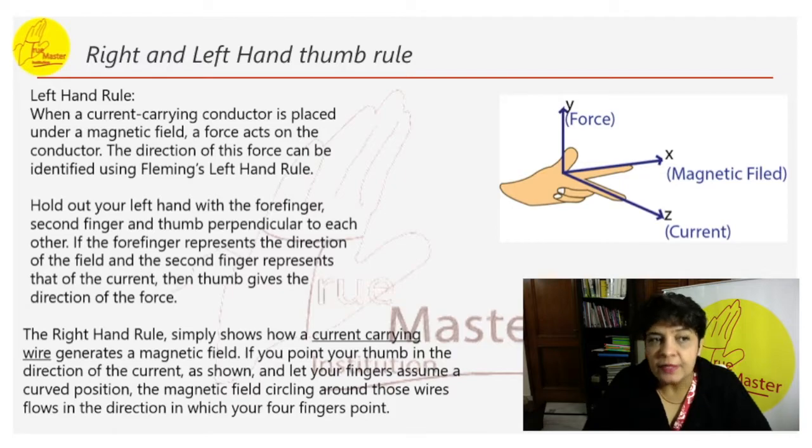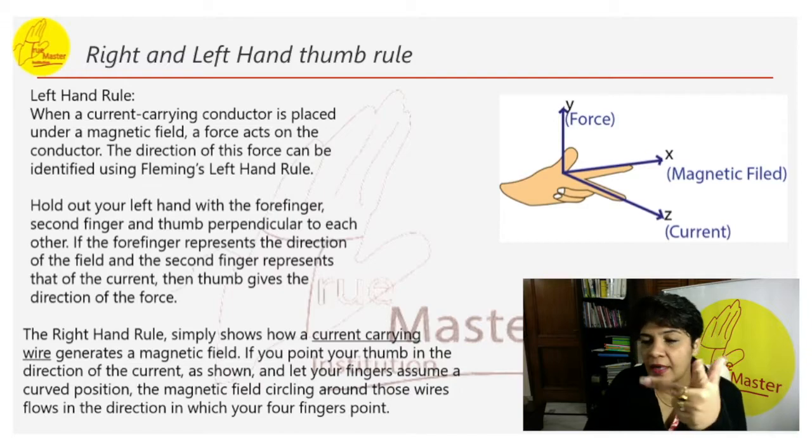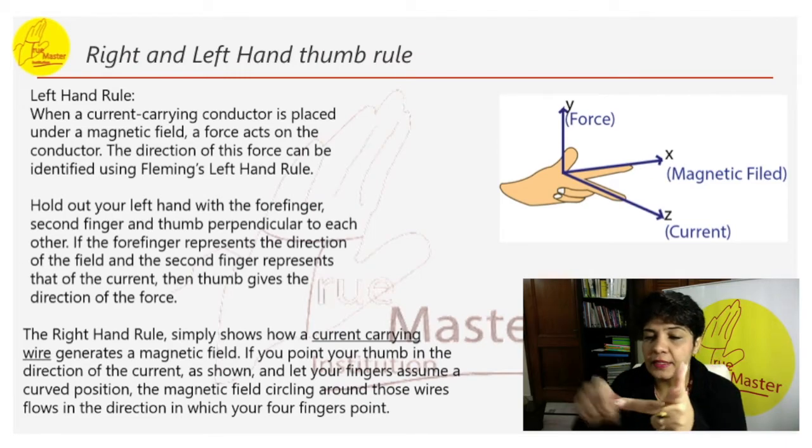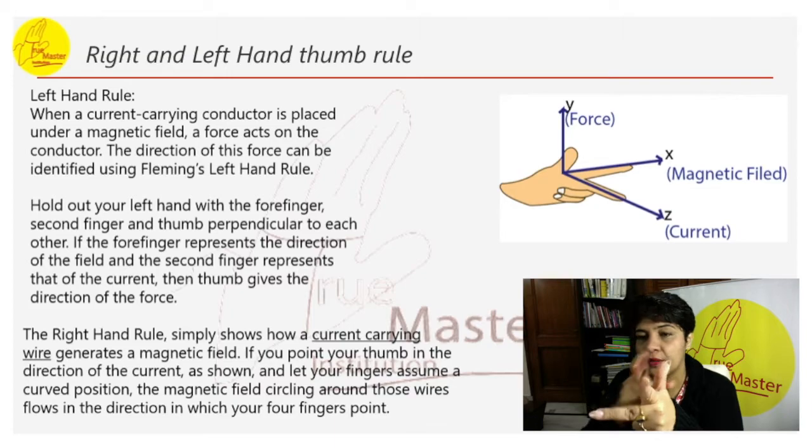Left hand rule first. When a current carrying conductor is placed in a magnetic field, a force acts on the conductor. The direction of this force can be identified using Fleming's left hand rule. Hold out your left hand with the forefinger, second finger and thumb perpendicular to each other. What it means? Hold your left hand and put it like this. So these are perpendicular to each other. This, this, and this.